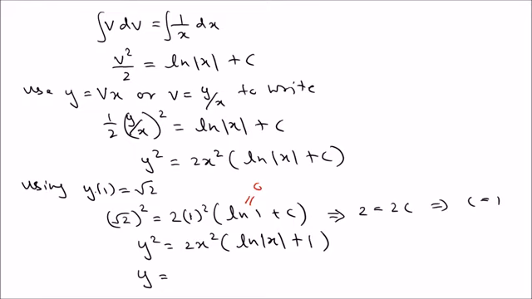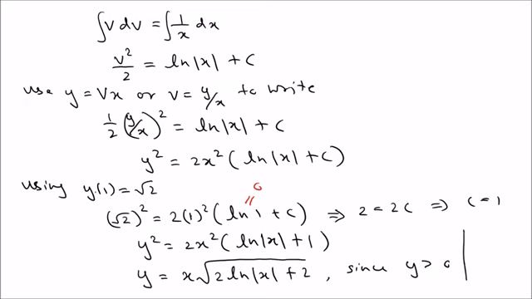Now what we can do, we can take the square root. So you only get the positive one, so it is x times the square root of 2 ln x plus 2. We only pick the positive one since y is positive, because the initial condition says y is positive. If we had picked the other one, you get a negative answer, so that's not going to work.